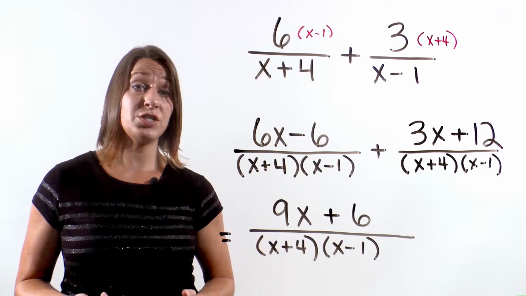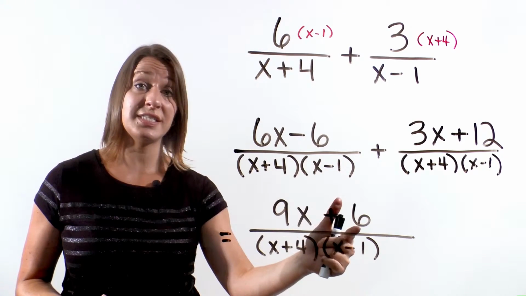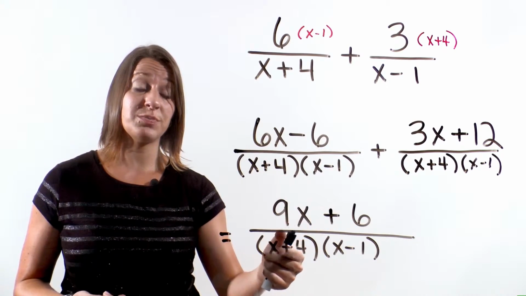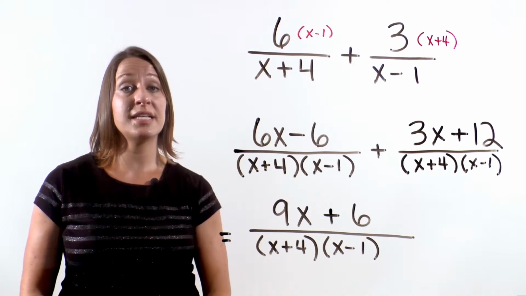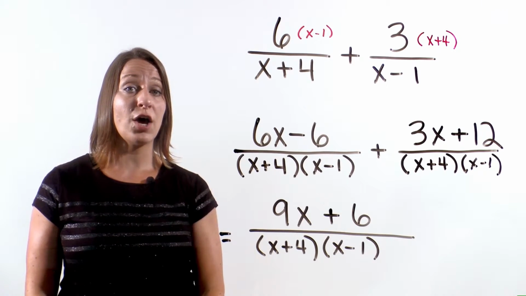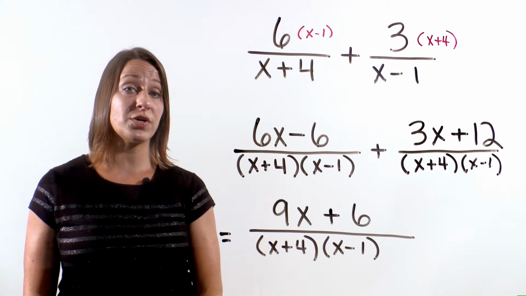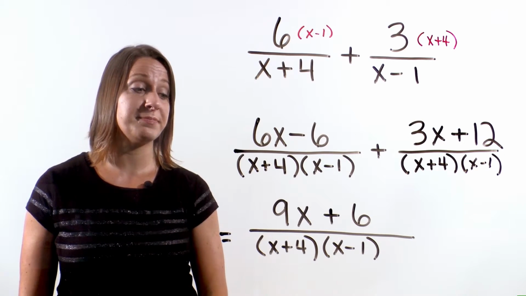There's nothing more we can do. We cannot combine the 9x with the 6 because they are not like terms. So our final answer is 9x plus 6 over x plus 4 times x minus 1.